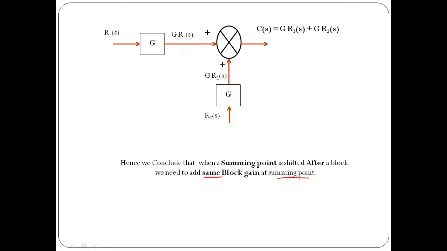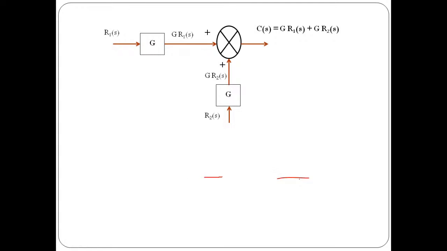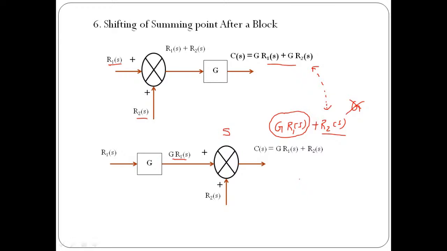But obviously, if you shift the summing point forward, that means after a block, we need to add same block gain. So automatically that will be remembered. You have to remember any one of these rules. Normally I prefer SBI. Whenever you are shifting a summing point before a block, we need to add inverse block gain. But obviously the opposite: if you shift the summing point forward, you will have to add same block gain. That's it. So I want you to write down the explanation for this because this is very important.